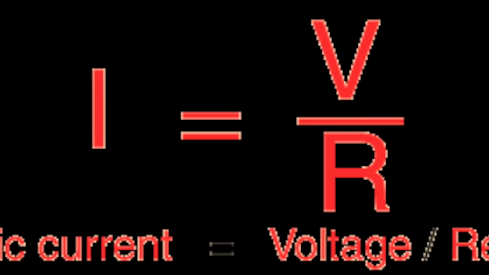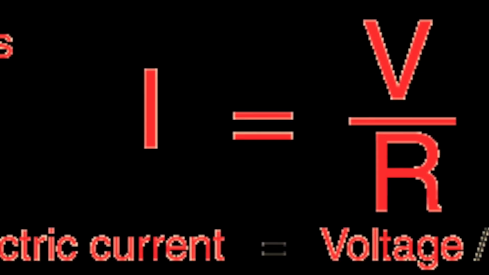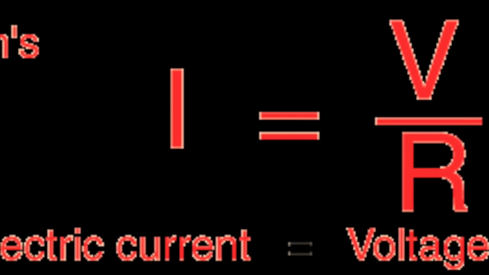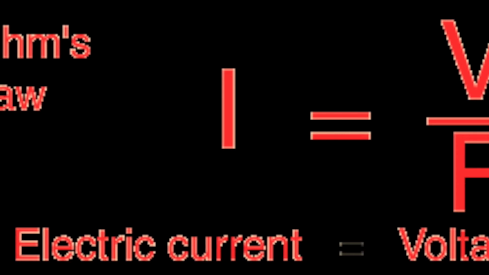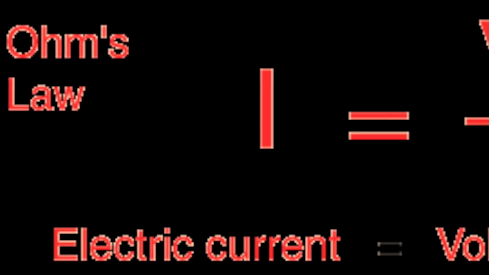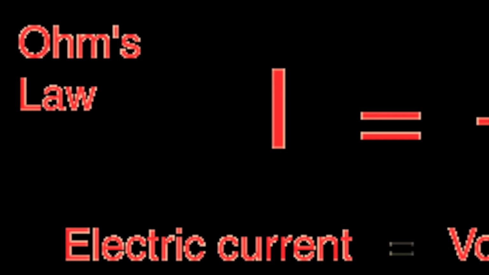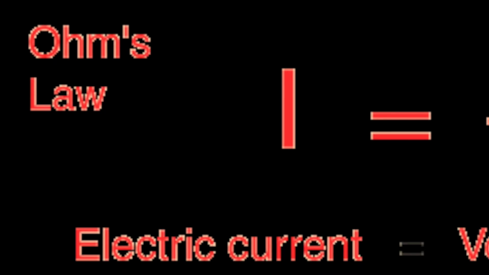So basically, we have learned that Ohm's law states that the voltage across a conductor is directly proportional to the current flowing through it, provided all physical conditions and temperature remain constant. And its equation is V equals IR, where V is the voltage across the conductor, I is the current flowing through the conductor, and R is the resistance provided by the conductor to the flow of current.